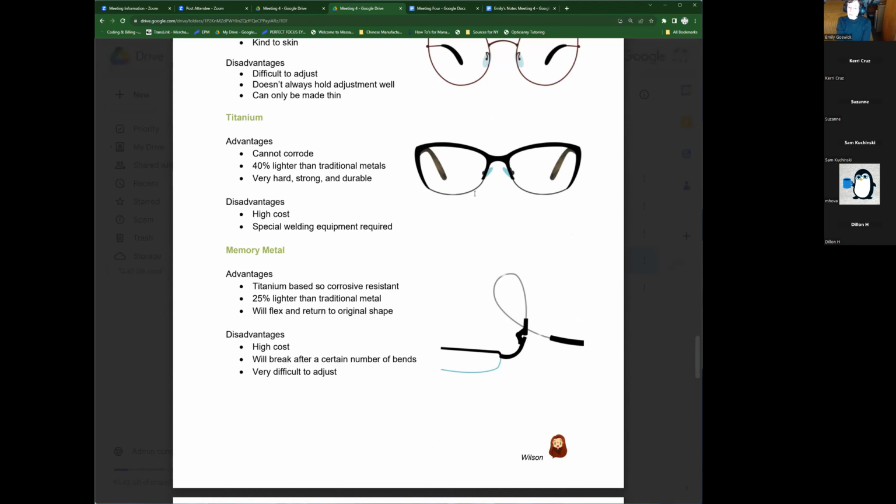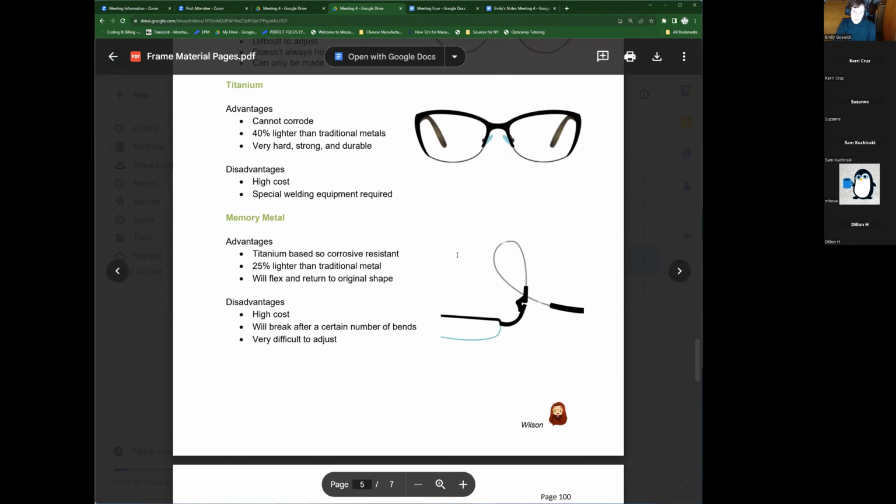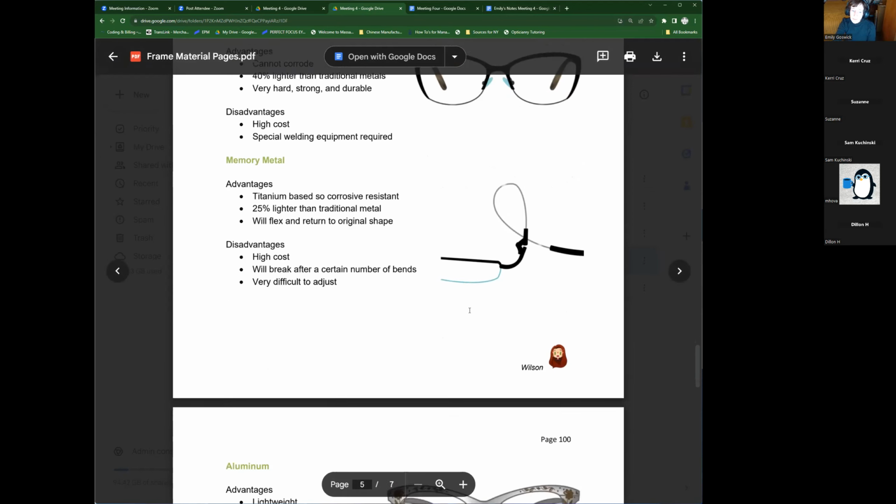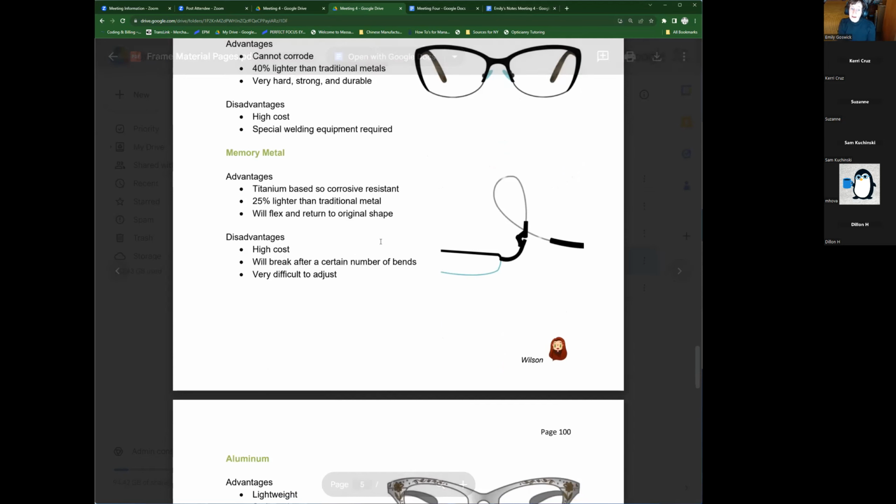They can make them to be very bendable. Like the temples of Blackfins are super flexible yet super strong and durable. So that's a fantastic material. It's also really hypoallergenic, so people aren't going to have trouble, skin wise or getting any kind of allergies or redness from it. Memory metal, that would be what our B-Flex ones are made from.